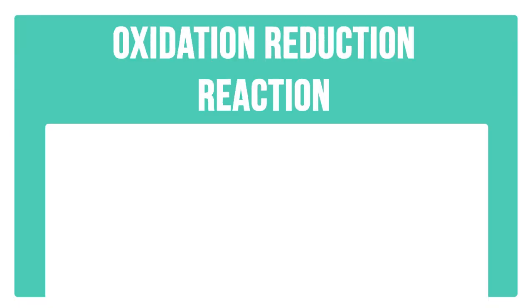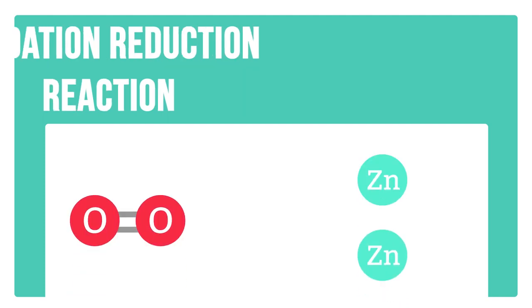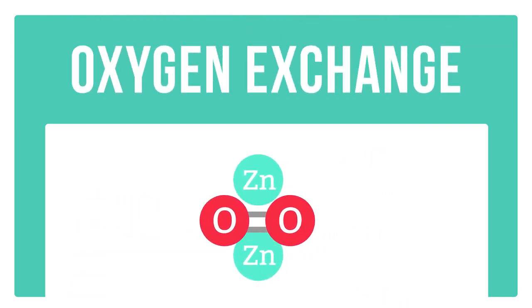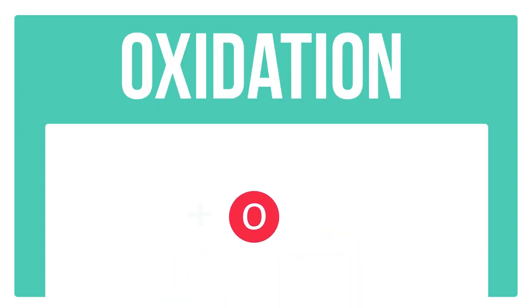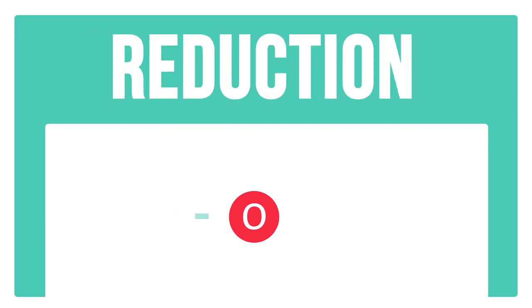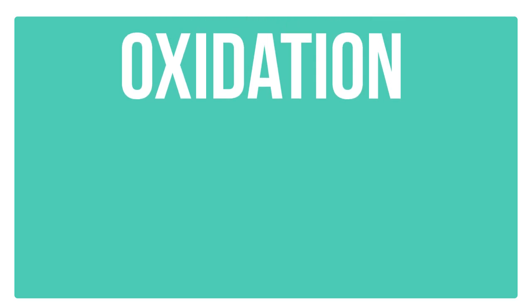In this first video of our two-part series on oxidation-reduction reactions, we are going to learn about oxygen exchange in oxidation-reduction reactions. In a chemical reaction, oxidation is oxygen gain and reduction is oxygen loss. First, let's look at oxidation.